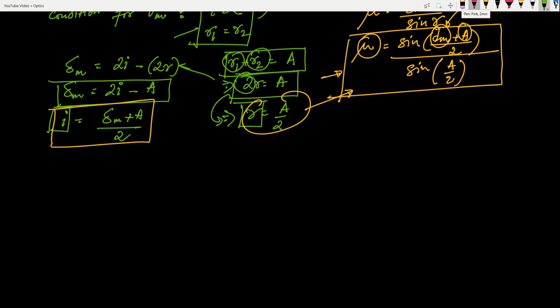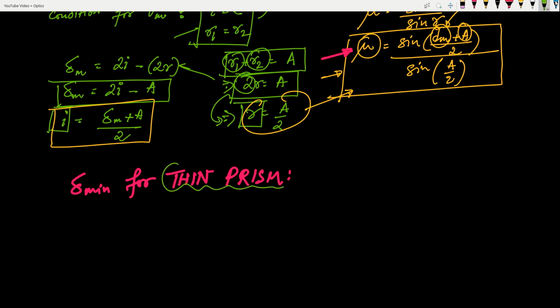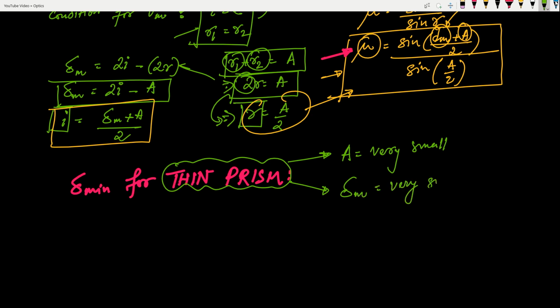Now let's look into our final problem, that is how will this formula change if we use a thin prism, or basically we can say, what will be delta minimum for a thin prism. Okay, this is the heading. So let's see, what do we mean by a thin prism? First thing that we need to understand, a thin prism is a prism in which there are two conditions: A, the angle of the prism, will be very small. Okay, this is the first condition, and the second condition is that the minimum deviation delta will also be very small. Okay, so let's see how this formula will change, and with this formula we can find out the value of delta m for a thin prism. Let's see.